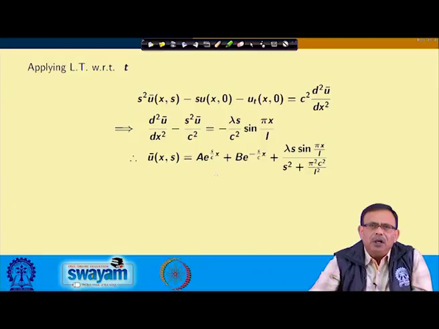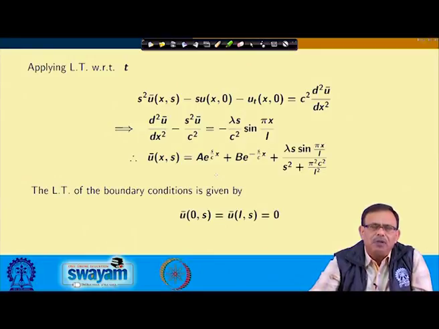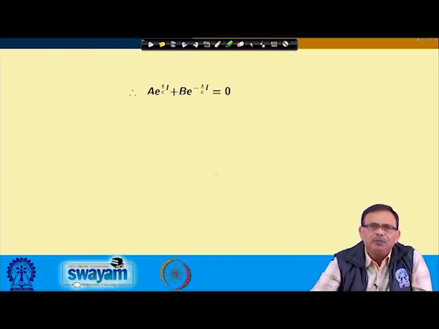Its solution is of this form. The first two terms are for the complementary function and the last term is for the particular integral. Now, I have to find out the values of these two constants. The Laplace transform of the boundary condition is u bar 0 s equals u bar L s equals 0. So if I substitute into this equation, I will get a plus b equals 0. The other equation I will get is this one, and these two are homogeneous equations, and like the previous problem I can show that it has a trivial solution. Therefore, a will be equal to 0 equal to b, both will be 0.